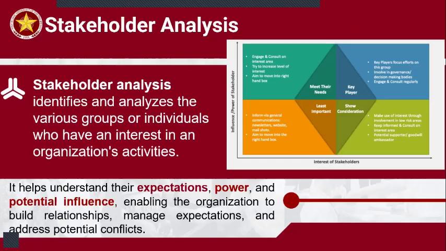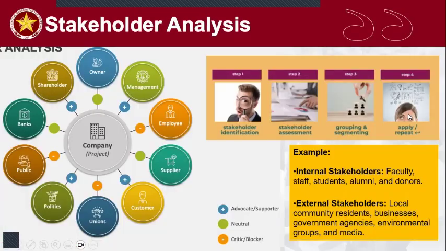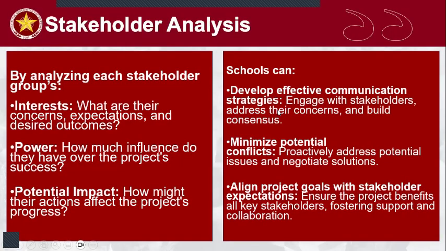So here, we can decide who to inform first, who we can consult in decision making, and more, based on the interest they have vested in our institution. Examples of internal stakeholders: the faculty, the staff, the students, the alumni, and donors. And the sample of external stakeholders: local community, residents, businesses, government agencies, environmental groups, and media who could provide support for the organization.